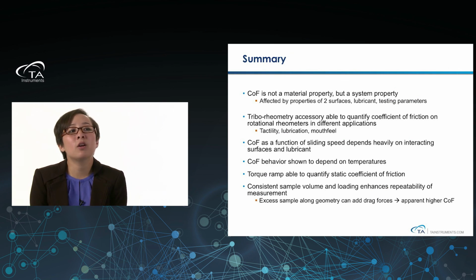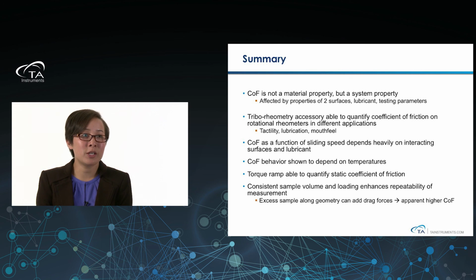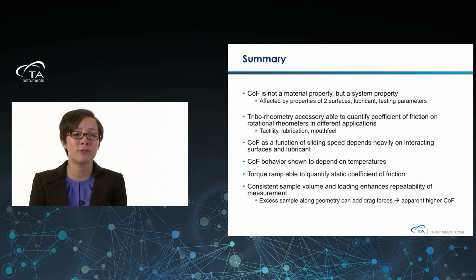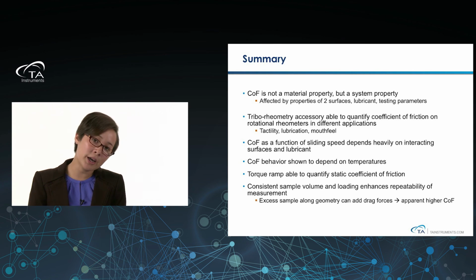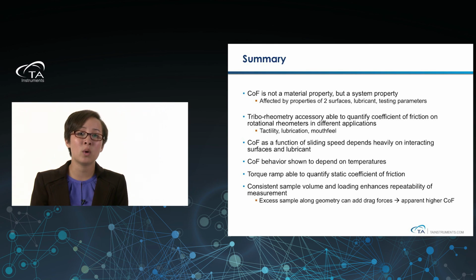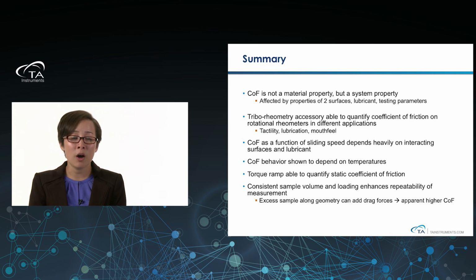So in summary, the coefficient of friction is not a material property, but it is a system property. So it will depend on the 2 surfaces that we've selected, the characteristics of the surfaces themselves, what kind of lubricant, whether there is a lubricant, what type of lubricant, viscosity of the lubricant, and then what are the testing parameters that we're looking at? What are the load forces, the temperatures that we're testing? So all of those are going to affect your coefficient of friction.